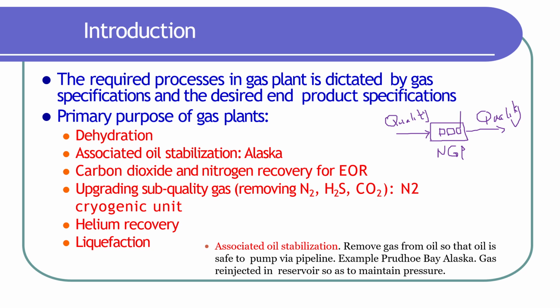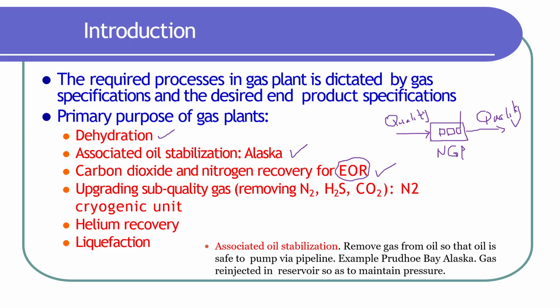But the main purpose for gas plants is what we call the dehydration, which is the removal of water. Second is the associated gas stabilization, and we're going to talk about this when dealing with natural gas associated with oil, for example. And the third one is the removal of carbon dioxide and nitrogen for the EOR, where EOR stands for enhanced oil recovery, which is related to oil exploration and oil extraction from the reservoir rocks.